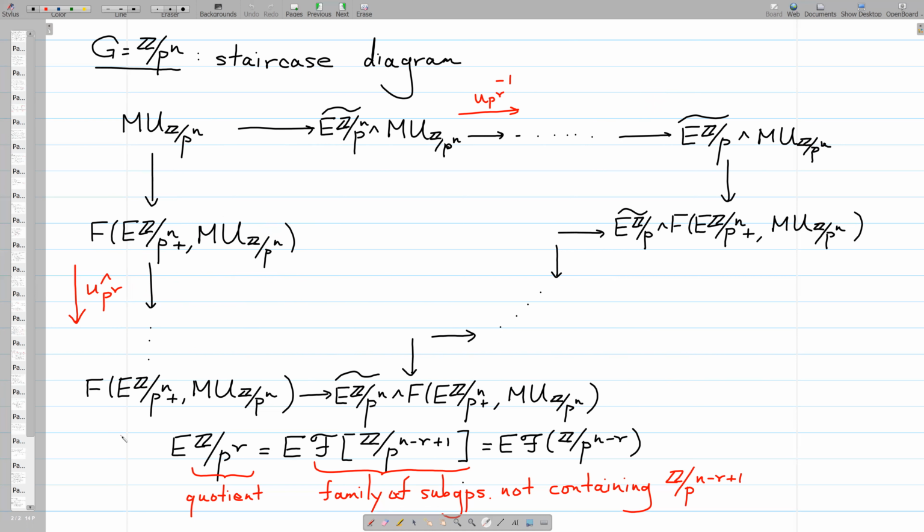All the way down here, you should get F of E Z mod P plus, again, into the spectrum.